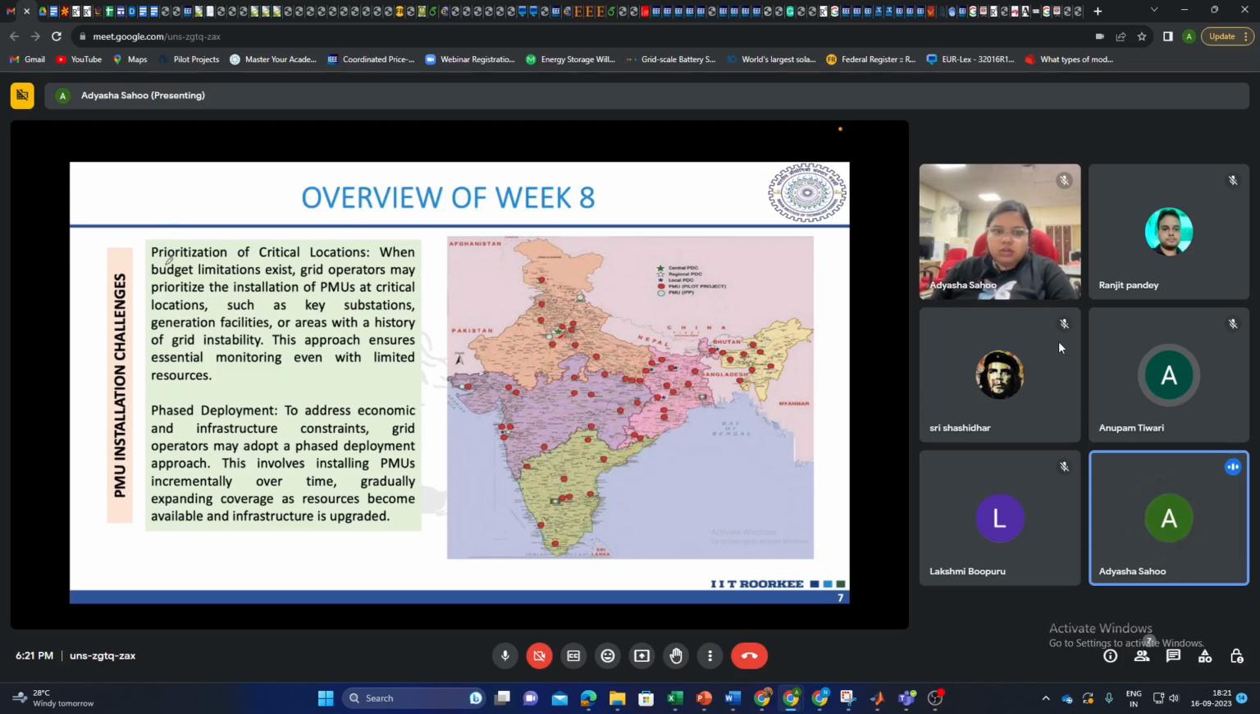So, what were the challenges for this installation? Firstly, whenever there are budget limits, the grid operators will prioritize the installation of these devices at critical locations only, like critical substations or critical generation locations. So when planning phase-wise, in phase one they will install these devices at the locations that are very crucial for the power system.